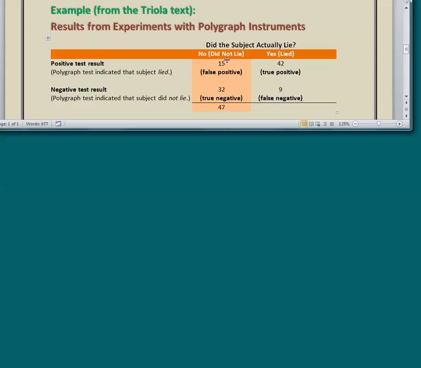So I want you to be very clear. If I ask you how many of the subjects did not lie, the answer is not 15, it's not 32, it's the total of those two things. It's 47. Well, in the same way, if I ask you, did the subject actually lie? In other words, the answer is yes, the subject lied. The answer is not 42 and it's not 9. It's the total of 42 and 9, which is 51. So that is a new row we're adding here.